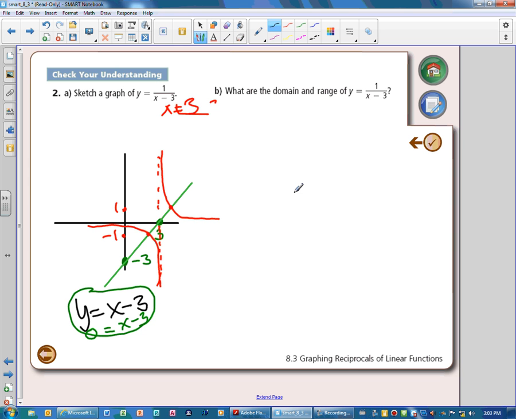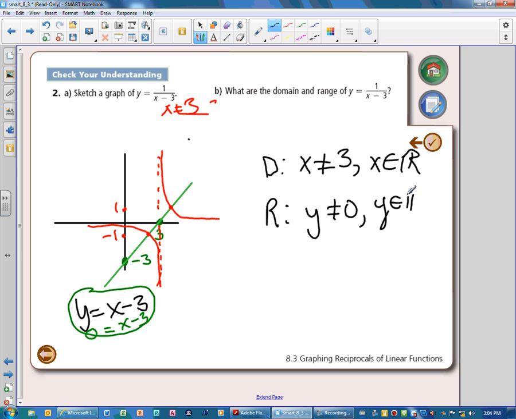B says, what's the domain and range? Well, you kind of already know, because we've already said what x and y can't be. The domain: what can't x be? It can't be 3. So x can be anything but 3, if you want to put it like that. The range: the only thing y can't be is 0, because we've got that horizontal asymptote at 0. So say that y can't be 0, but it can be anything else. And there you go, graph.